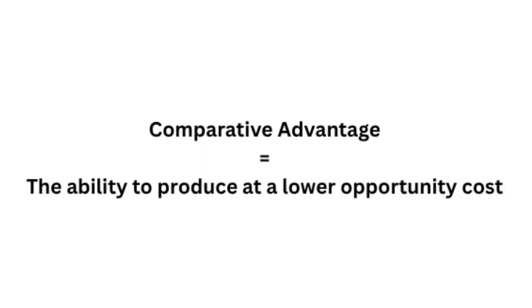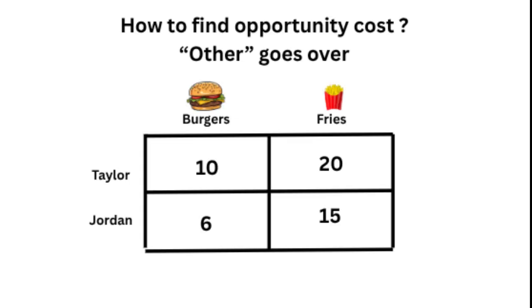Who gives up less when they make a product? That's opportunity cost. What you're going to give up to get something else. Whoever has the lower opportunity cost has the comparative advantage, which means they should produce that good. If we're given the output, which is how much someone produces, and we have to find the opportunity cost, we use this trick. It's called other goes over.